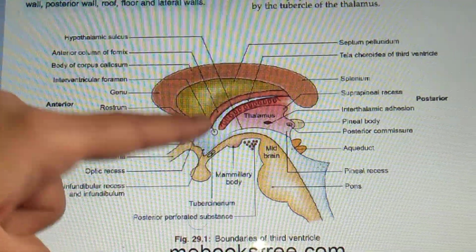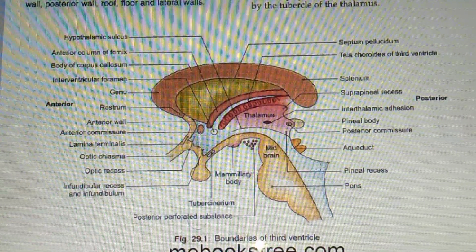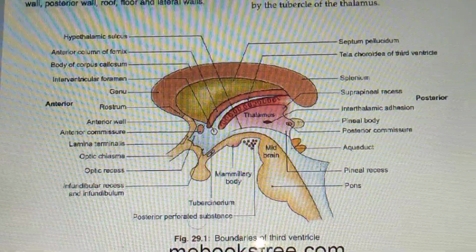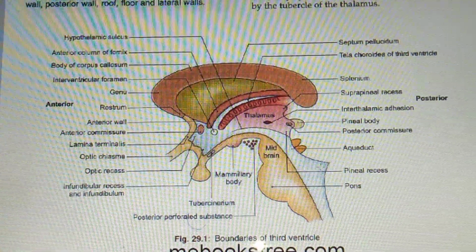The 2 columns of the fornix diverge, pass downwards and backwards, and sink into the lateral wall of the third ventricle to reach the mammillary body.